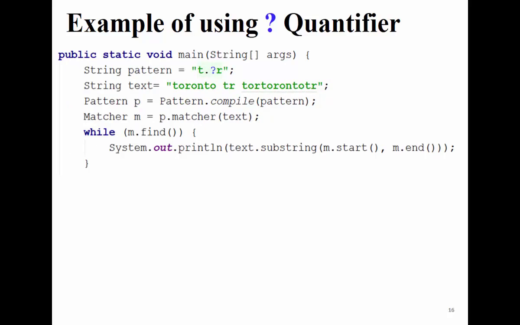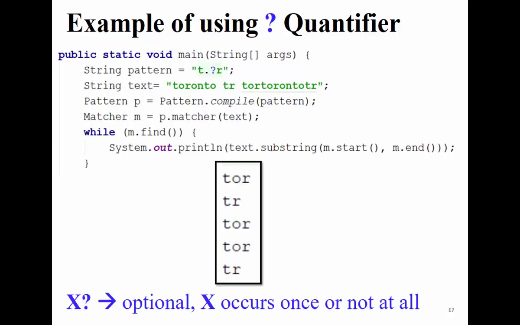Now, if we add a quantifier to this, we're saying once or not at all. That's the meaning of this quantifier. So we need any character between T and R once or not at all. That is the meaning of the question mark. Will the result of the search change or will it stay the same? What do you think?